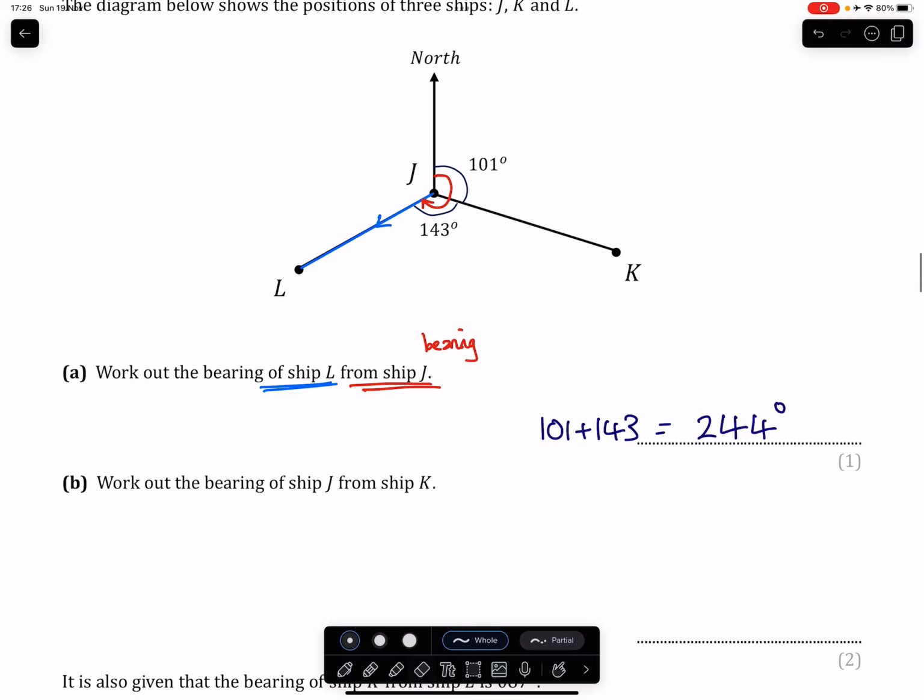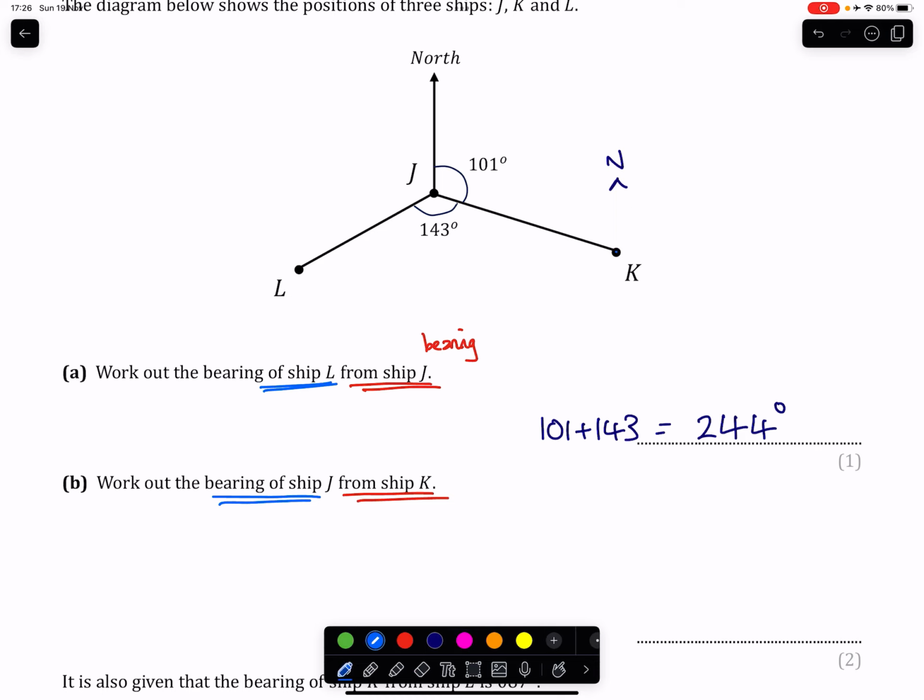For part B, I'll just erase the colors here for the second part. From part B, we are looking to work out the bearing of ship J from ship K. So that means the bearing is going to be at K, which means straight away I'm going to need a north line here. Let me just draw one in. Okay, and we are going in the direction of the bearing of ship J. So that is starting from here.